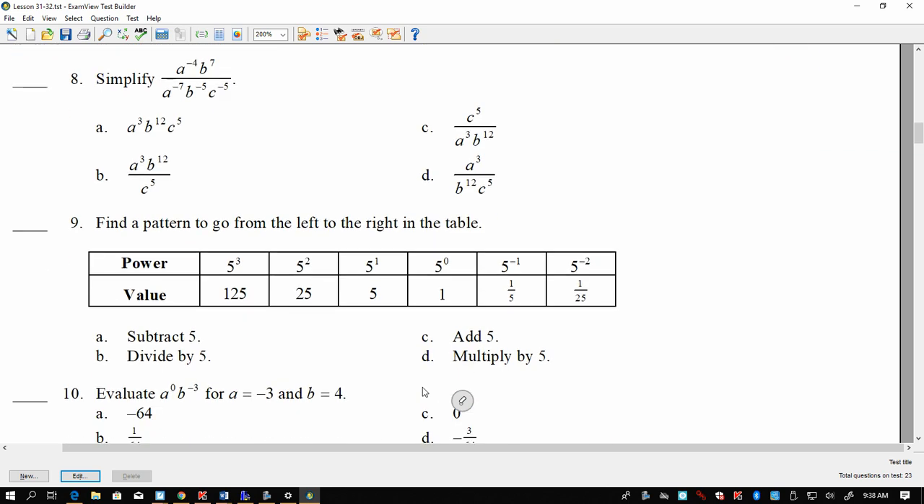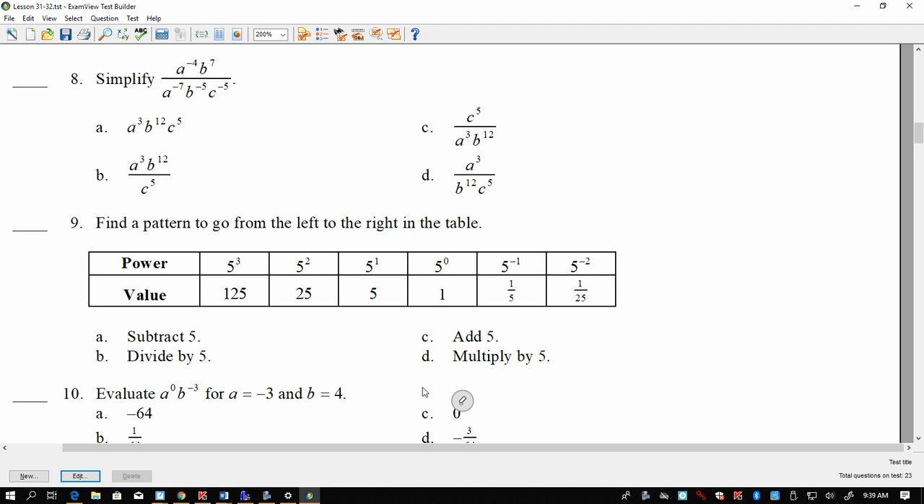All right, we've got a to the negative 4th over b to the 7th, all over a to the negative 7th, b to the negative 5th, c to the negative 5th. With something like this, we want to be able to move things up and down, right? And it's all multiplication, so we can do that. If we threw an addition or a subtraction in there, it would gum up the whole works, and we'd have to do a completely different thing.